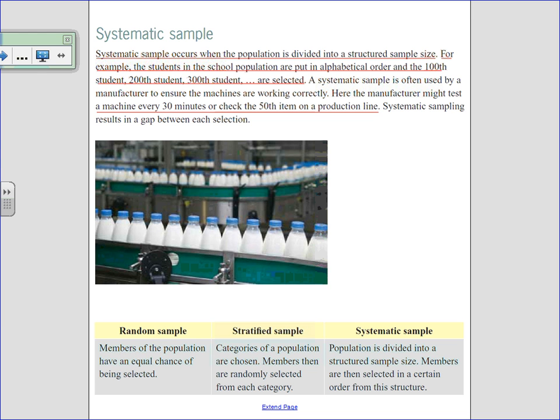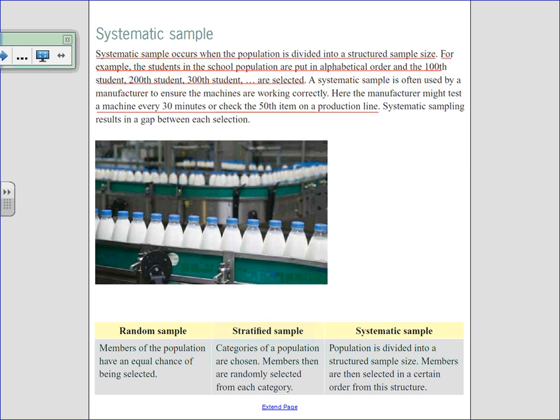So the three types of samples: random is completely random. Stratified, it's breaking it up into groups, and then within those groups, it's random. Systematic, you know how many there are, so from within that population, you want to say, I want to take maybe every 10th, or 100th, or whatever. Okay? So those are the ideas.